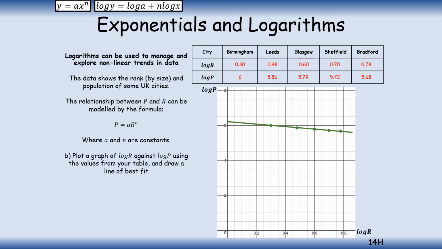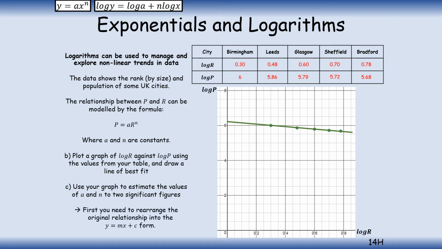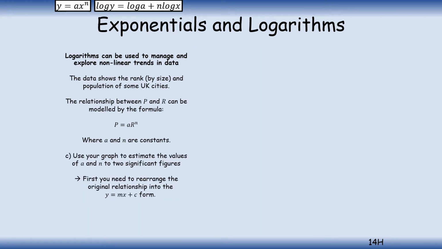So once we plot the points and just draw a straight line, you can see it fits in perfectly. We get this line going down. Okay, on part C, it says use your graph to estimate the values of A and n to two significant figures. Because it's going to be a linear relation, we're going to look at the formula.